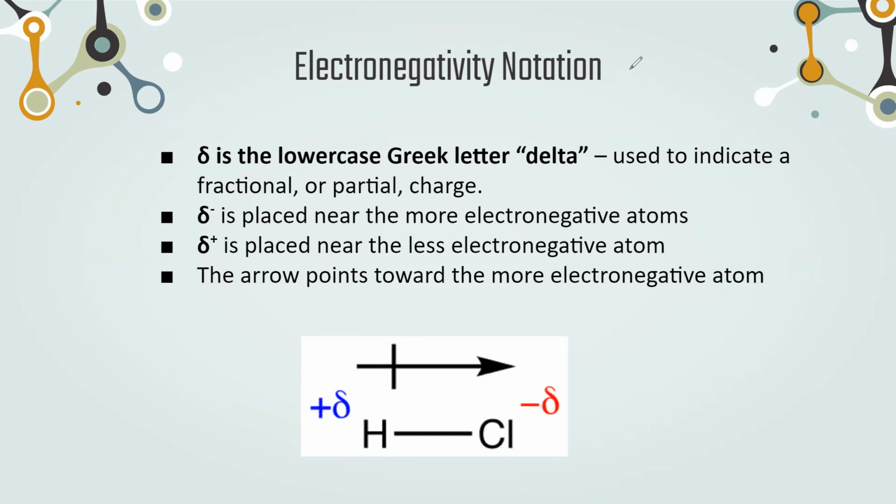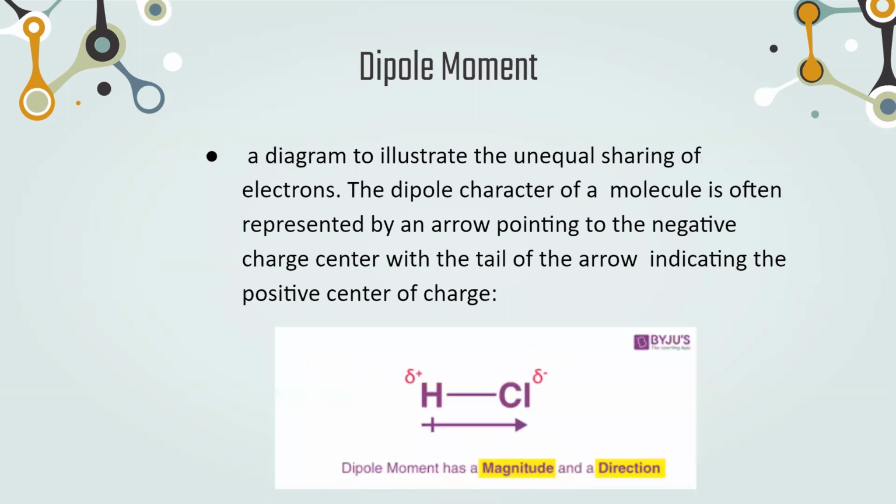We don't just call it positive or negative because it's not a true charge. That molecule, HCl, is neutral, but it has a partial positive charge on one end and a partial negative charge on the other. And that partial negative is going to exist next to our more electronegative atom versus our partial positive existing next to the less electronegative atom. The arrow, again, is representative of what we call a dipole moment and points toward the more electronegative atom.